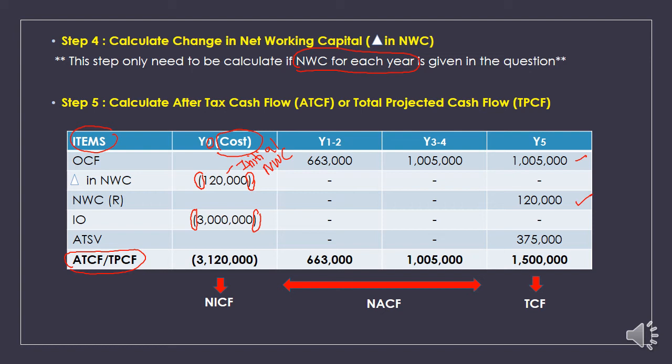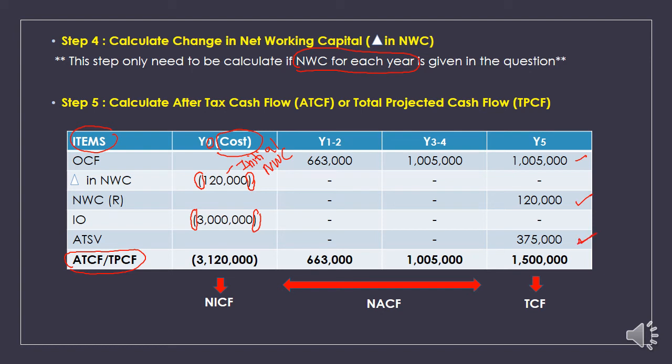And the last item is ATSV. Because it represents salvage value, and as we know, salvage value represents the value at the end of the maturity period, the amount of ATSV will be at year 5 only.